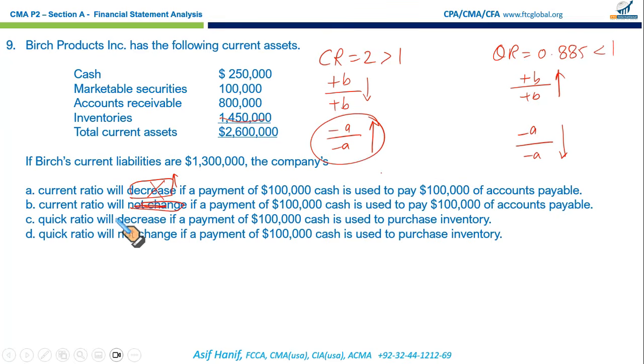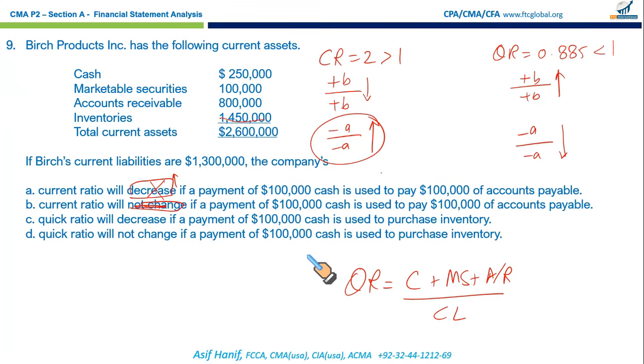This right here. Quick ratio will decrease if a payment of 100,000 is used to purchase inventory. If you buy inventory paying cash, it is not explained here, but you can get the idea. We know the quick ratio is cash, marketable securities, and your account receivables upon current liability. If you use cash to buy inventory, your cash reduces. There is no corresponding increase anywhere. You have bought inventory. Inventory is never reported as a part of quick assets. So resultantly, your numerator falls, and that fall in numerator will cause the ratio to decrease. So this is exactly what would happen.